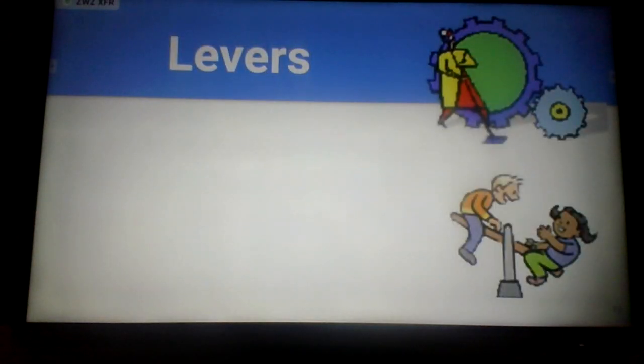Now, let's look at levers, the first of the 6 simple machines. In our next session, we'll talk about the other 5. There are actually 3 kinds of levers. And there you see on the right, you see a guy pulling on a lever that may be connected to a conveyor belt. And you see the kids on a seesaw at the bottom.